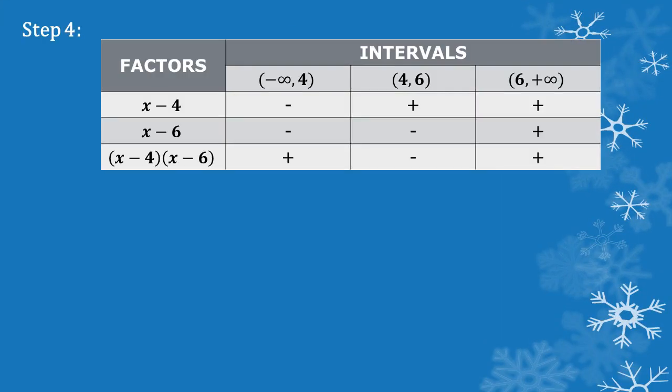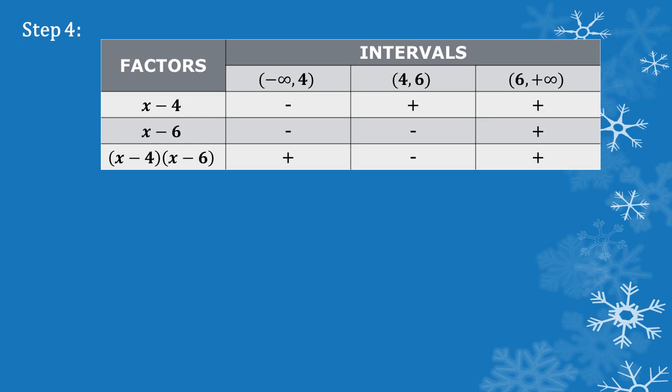So in step 4, we'll have the table of signs. In the first column, we'll have the factors, which are x minus 4 and x minus 6, and the last row will have the product of the factors, which is the quantity of x minus 4 times the quantity of x minus 6. For the intervals, the first interval is negative infinity and 4. The second is 4 and 6, and the third interval is 6 and positive infinity. So we'll have to find the signs in the intervals using the factors.